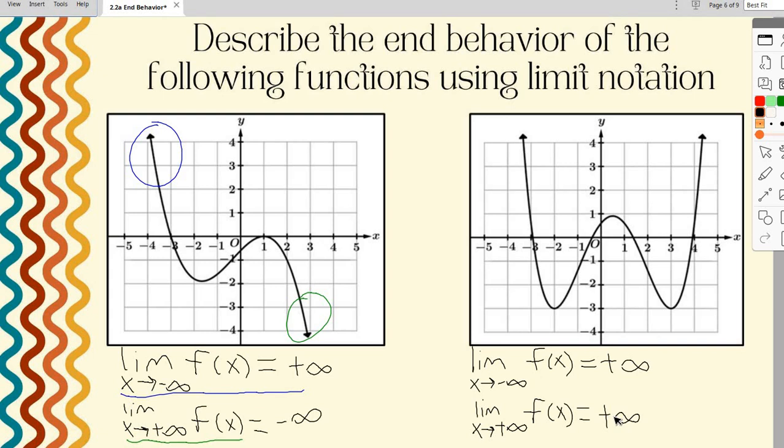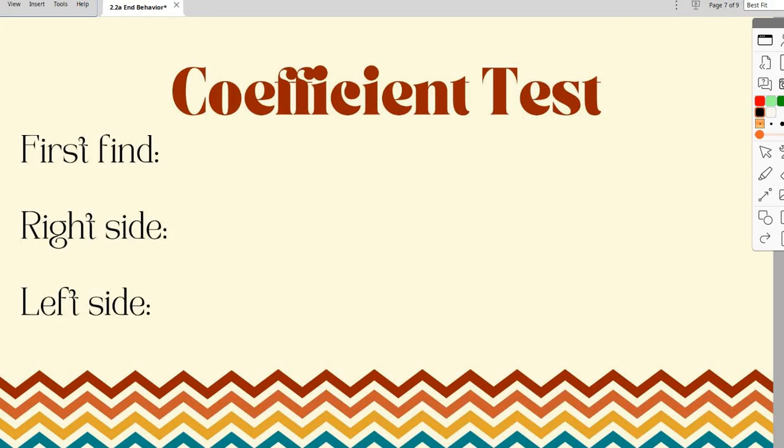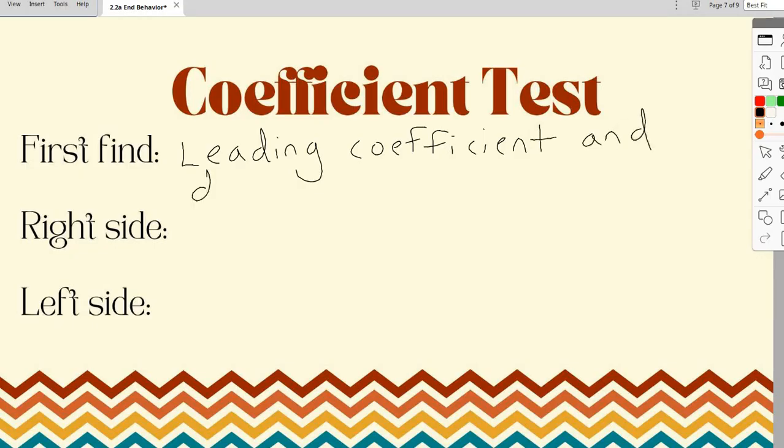Which means that when I'm not even given a graph, I should be able to say what is going to happen to our ends just using our coefficients. So we are first going to find our leading coefficient. I'll specify that. Leading coefficient. And degree.